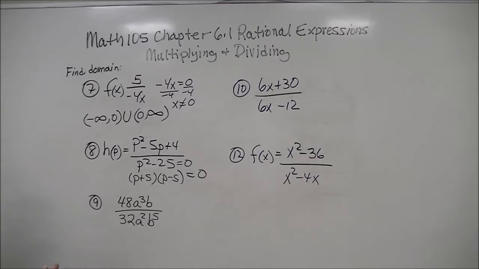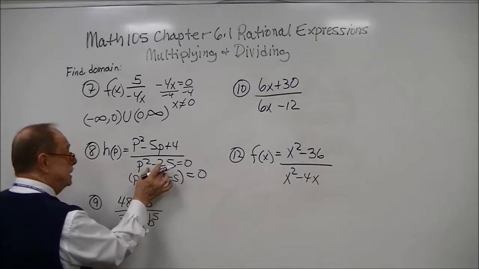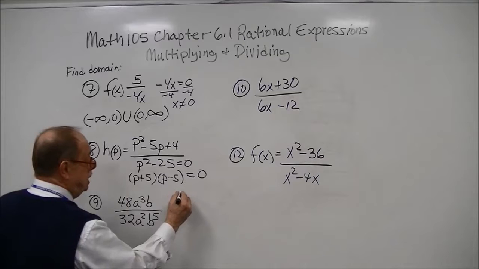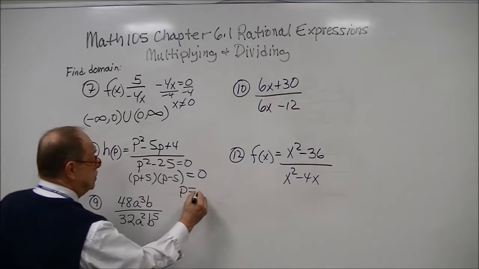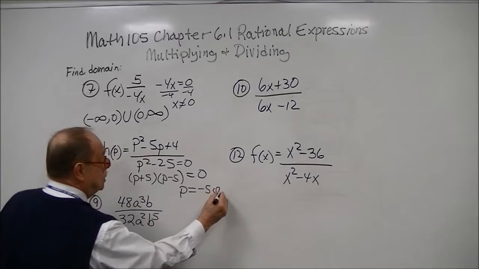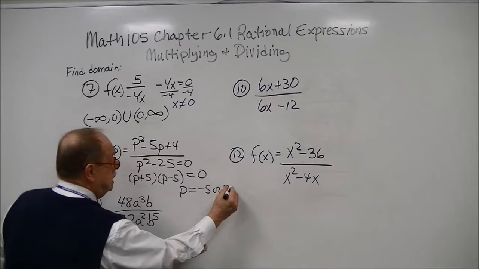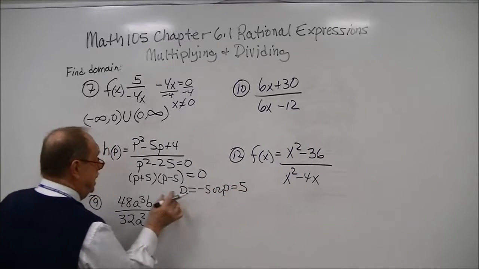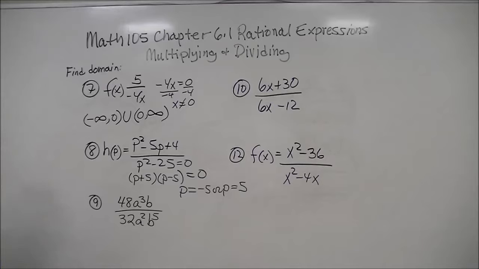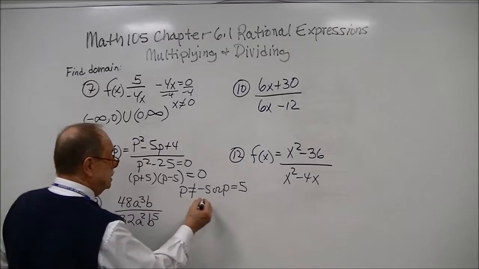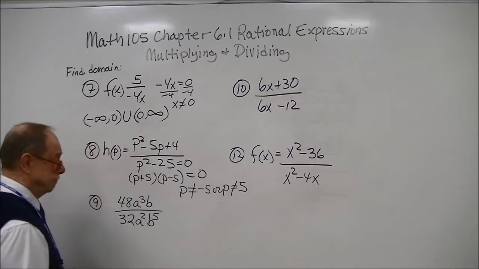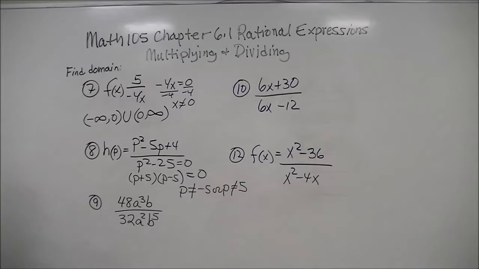And therefore, our values of p in this denominator would be p equals negative 5, or p equals positive 5. But again, these are values that we are excluding. So how would we write that in interval notation?